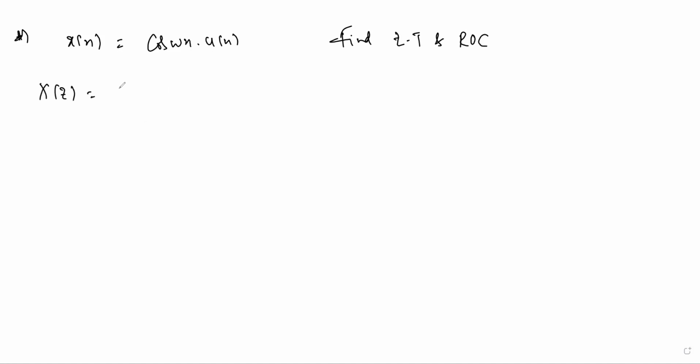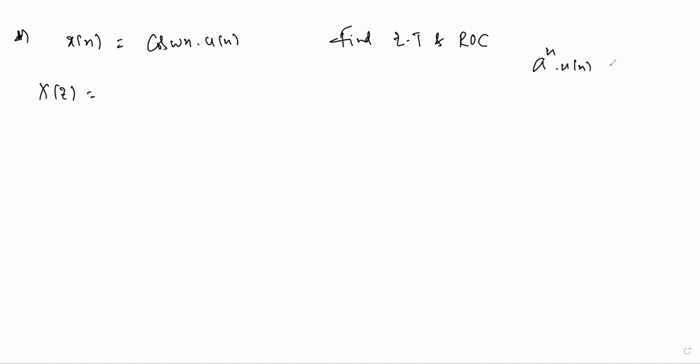So this is x of n. If it is cos omega n u of n, find the Z transform and ROC for this signal. So let us take the direct formula x of z, or directly we can apply this one.